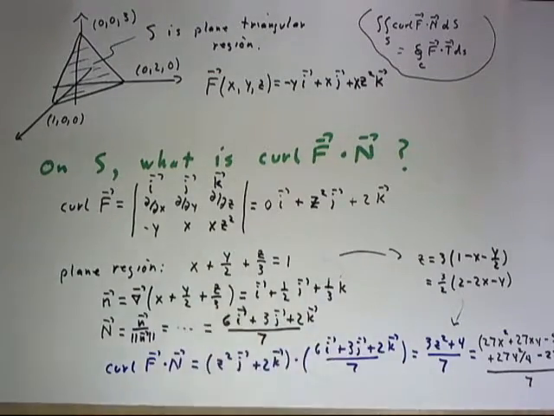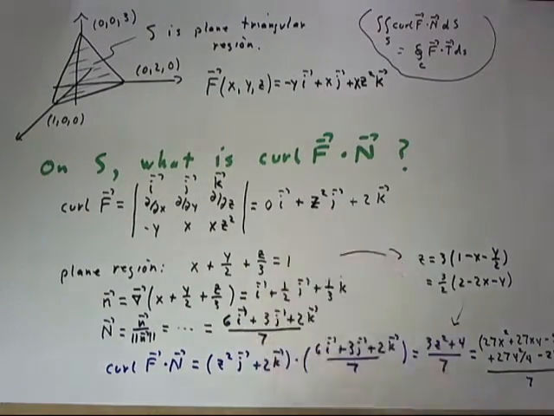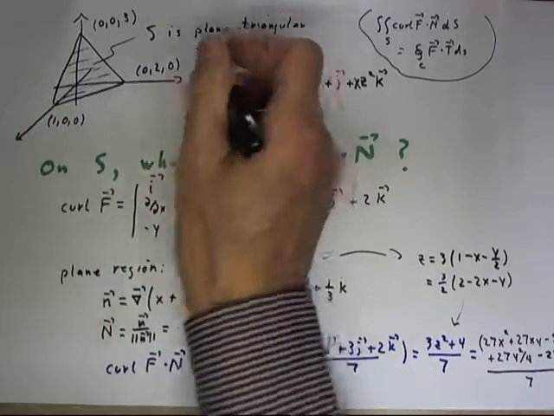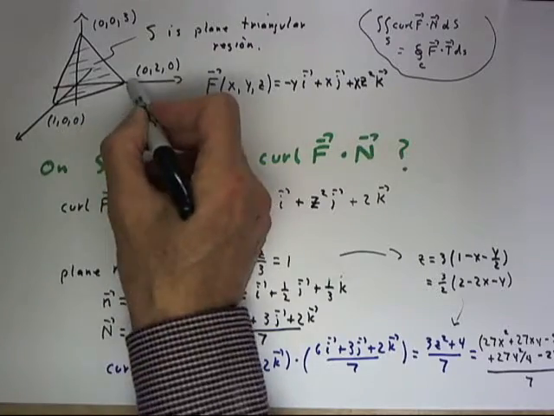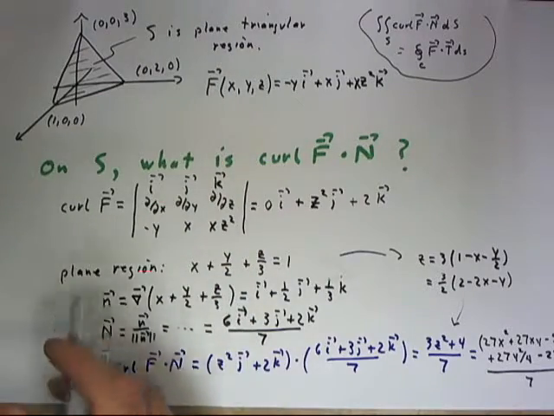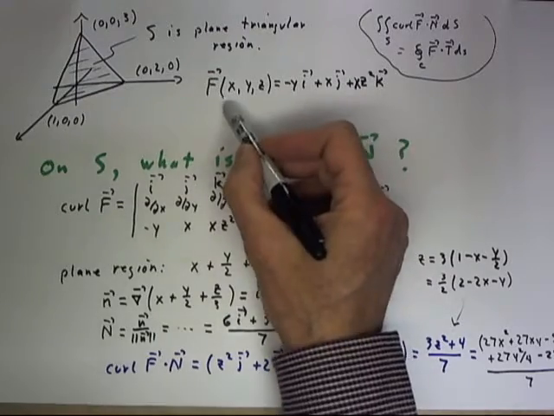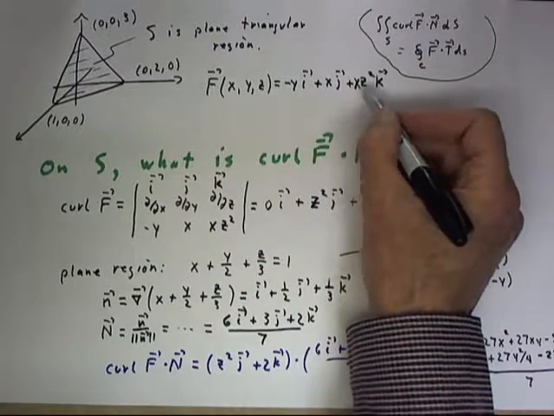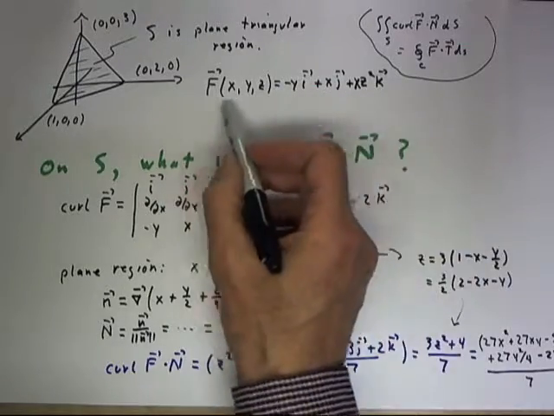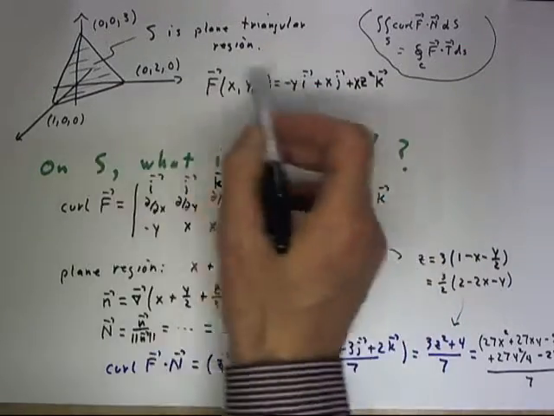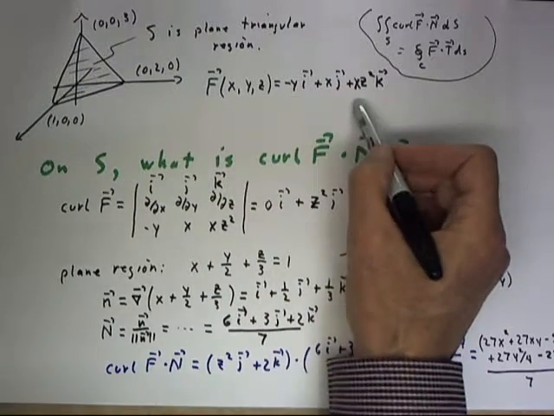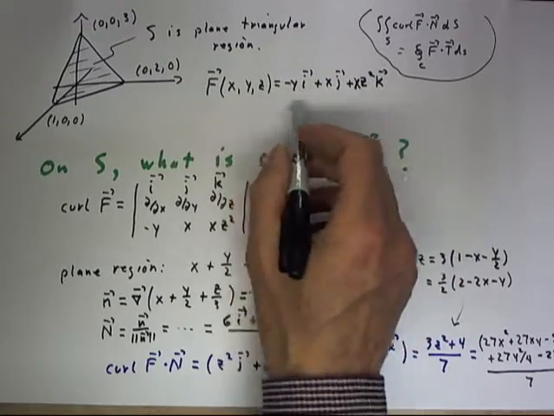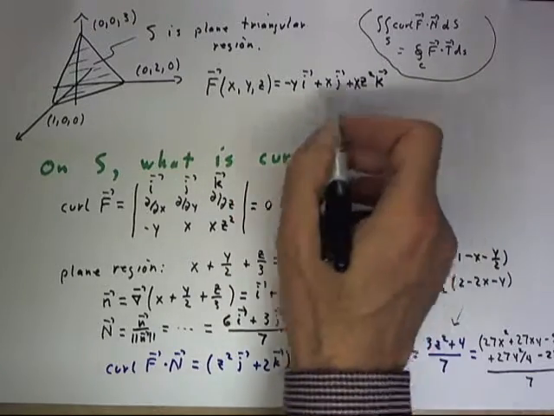Now let's look at an example. Let S be the plane triangular region pictured here, where the triangle has vertices (1, 0, 0), (0, 2, 0), and (0, 0, 3). And let's just let our F of x, y, z function be negative y i plus xz j plus xz squared k. Now, as you see, I'm going to regret having chosen this just because there are a lot of plus and minus signs and coefficients to keep track of, so this gets a little bit not difficult but messy.